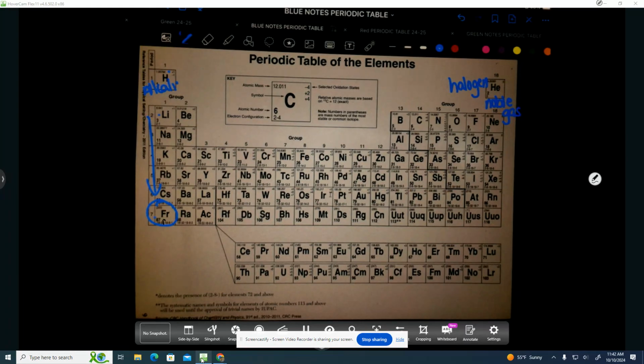Okay, now we know where the most active metal is, and we know why it's so reactive. It's like, whoop, give away electron, go away, go away, go away. That's what it's saying. Where's the most active non-metal?